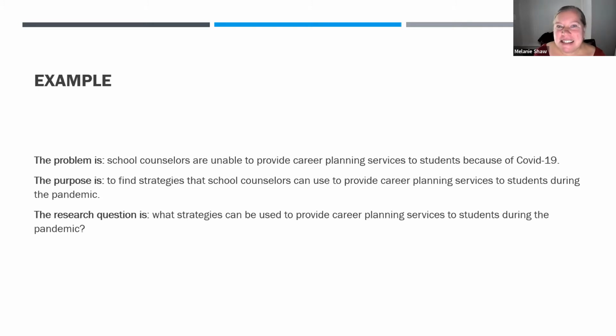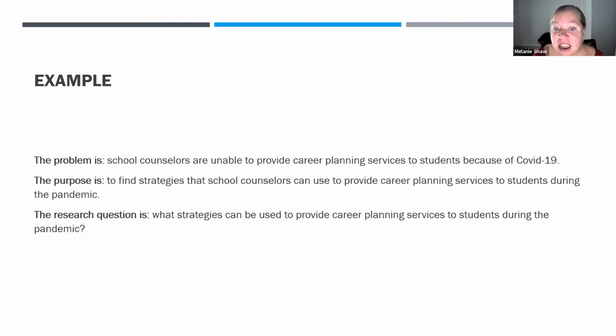So the purpose is, and you'll notice here the language is very similar, to find strategies that school counselors can use to provide career planning services to students during the pandemic. So the language of one becomes the language of the other in order to fulfill the problem. And take a look at what the language of the research question is. The research question is, what strategies can be used to provide career planning services to students during the pandemic?